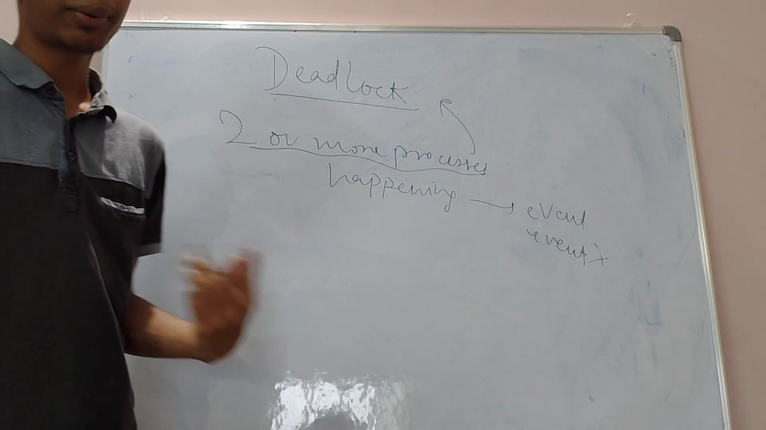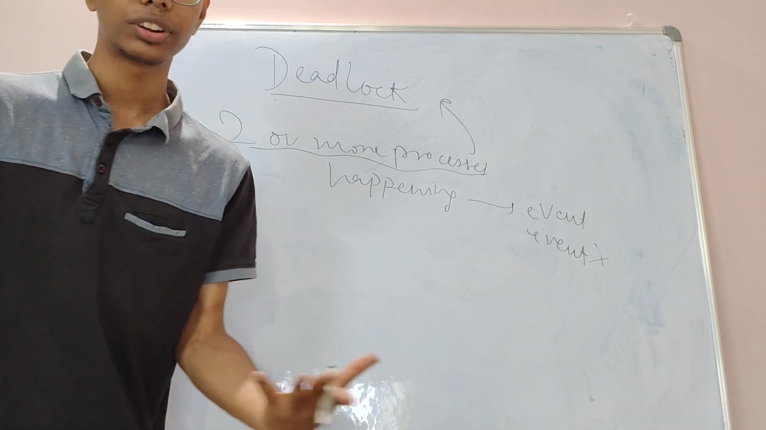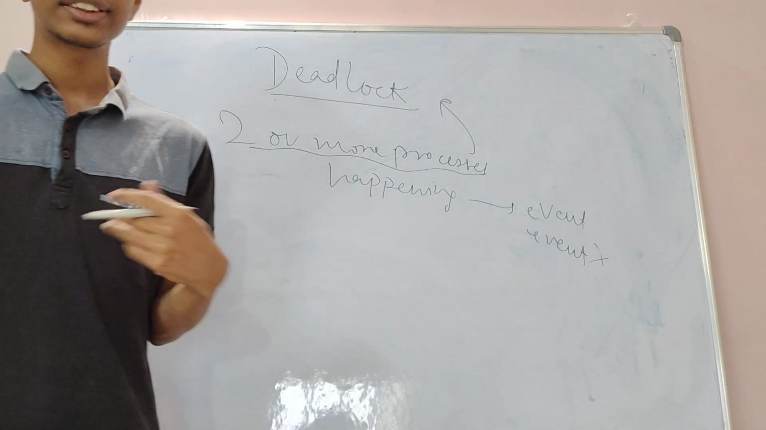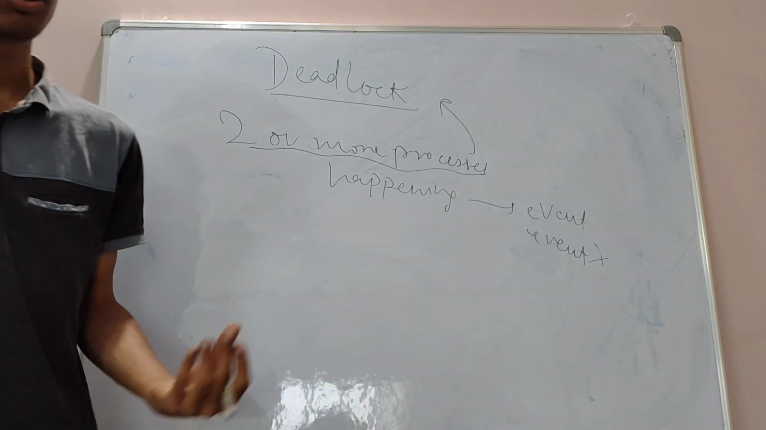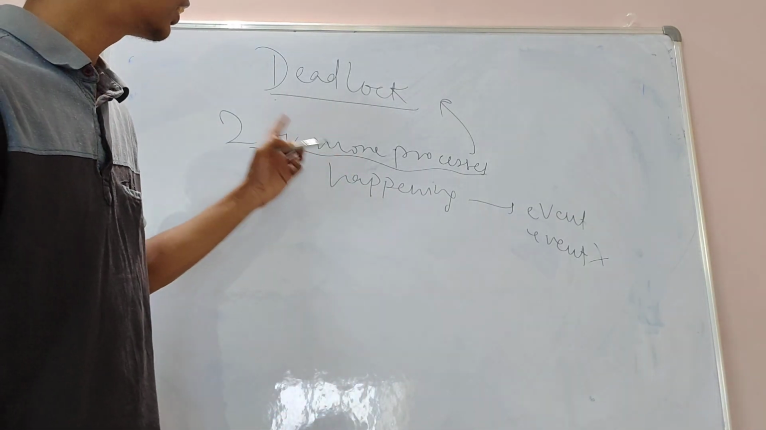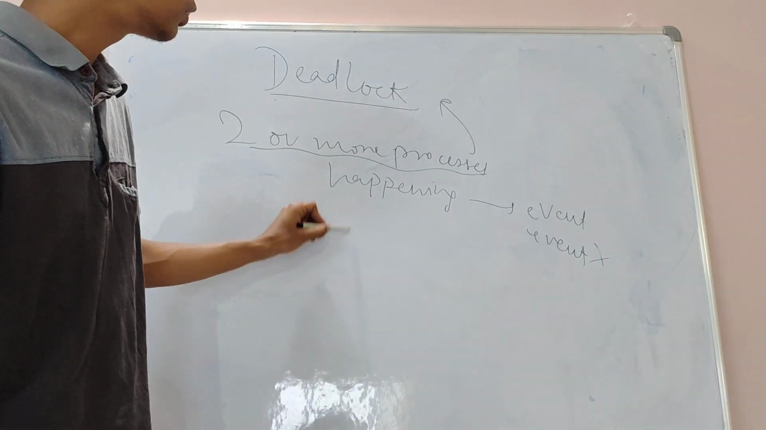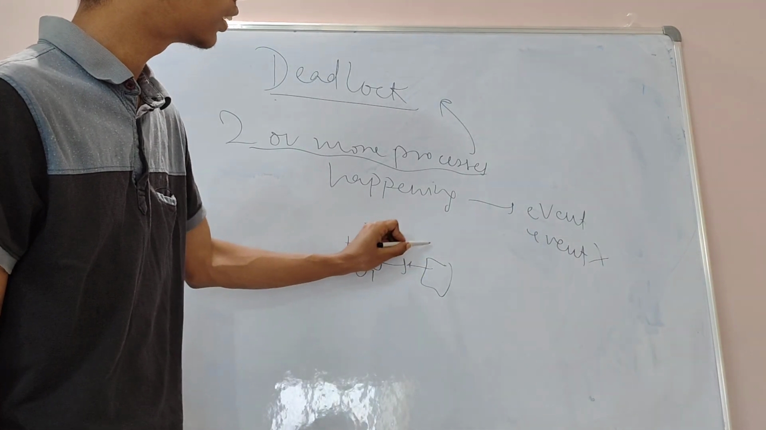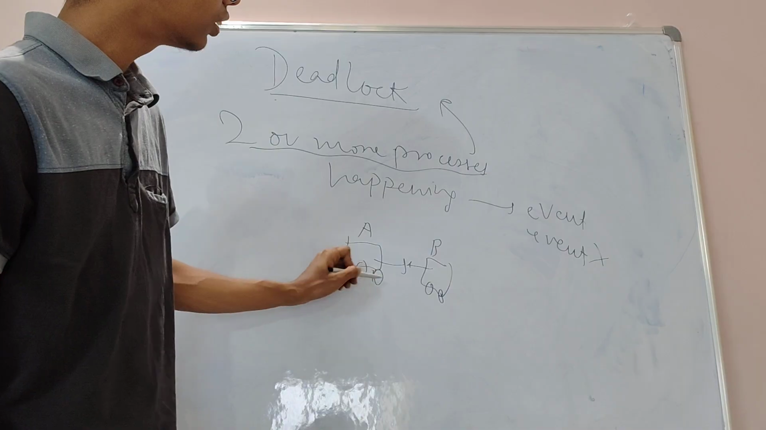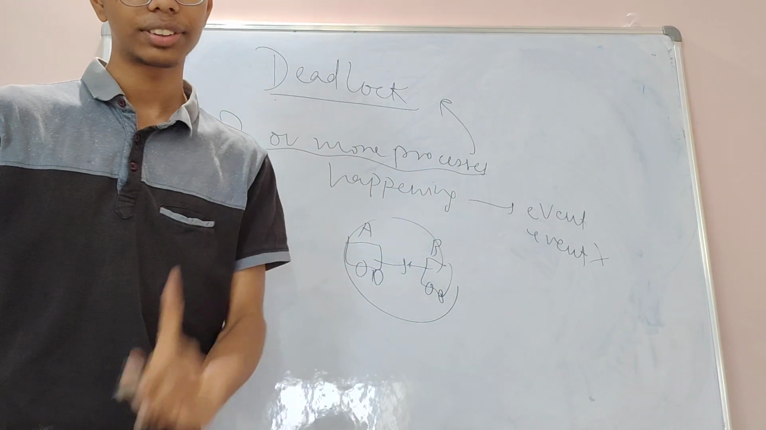For example, I go to a bank. In the bank, I say I want to deposit an amount, and please open my account. But the bank says first open your account, then deposit. So this is a deadlock condition, right? Or suppose there are two cars, one going in this direction and one going in the opposite direction. So these two cars are in a deadlock situation, right?